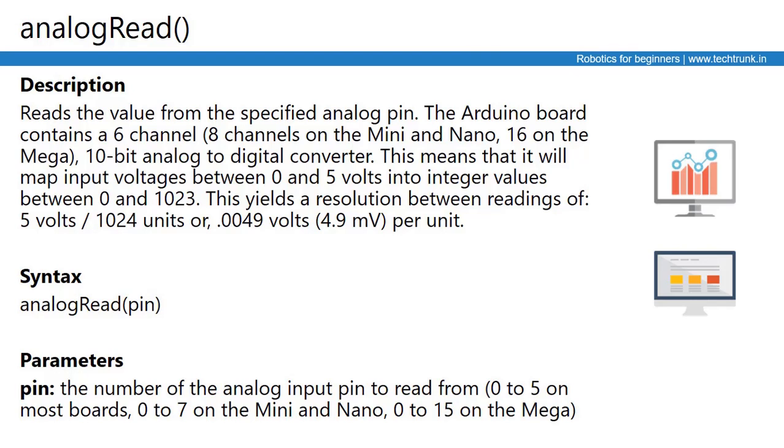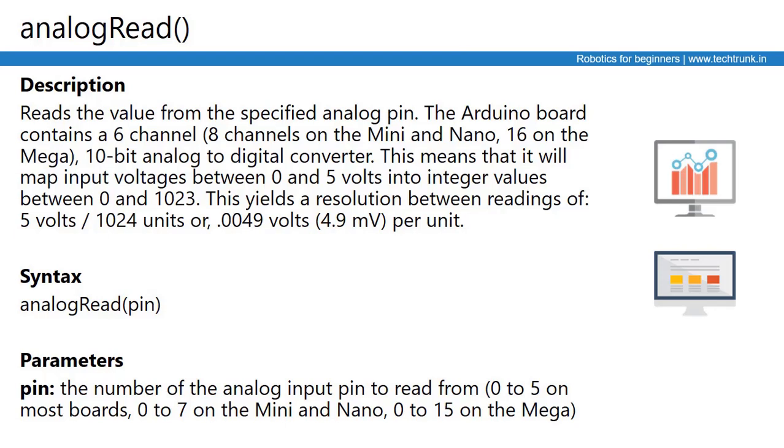The Arduino board contains a 6-channel (8-channel on mini and nano, and 16-channel on Mega) 10-bit analog to digital converter. This means that it will map input voltages between 0 to 5 volt into integer values between 0 to 1023. This yields a resolution between readings of 5 volt by 1024 units, or 0.00549 volt, about 4.9 millivolt per unit.